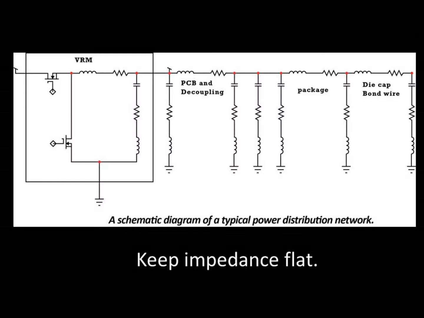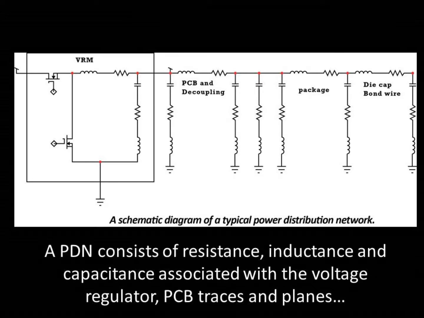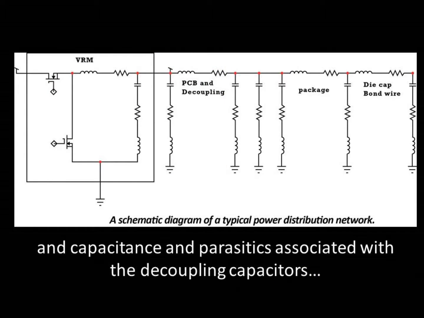The first rule in designing a PDN is to keep the impedance of the PDN flat over the frequency range of interest. Discontinuities or peaks in the impedance versus frequency curve of a PDN will result in noise signals. A PDN consists of resistance, inductance, and capacitance associated with the voltage regulator, printed circuit board traces and planes, as well as capacitance and parasitics associated with the decoupling capacitors on the printed circuit board.